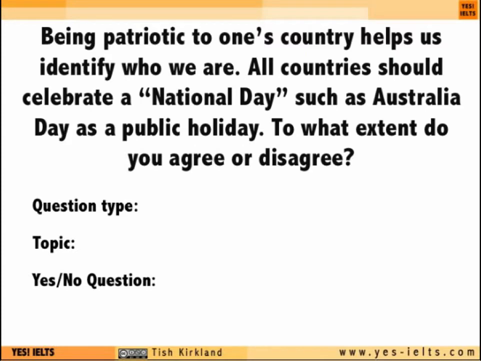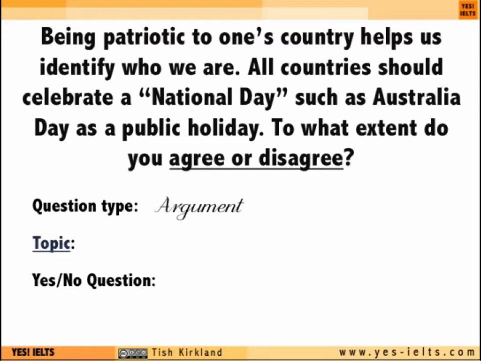First, let's begin with the question type. The words agree or disagree give us a clue that this is an argument type question in which we need to choose one side of an argument and substantiate this with supporting ideas and examples.